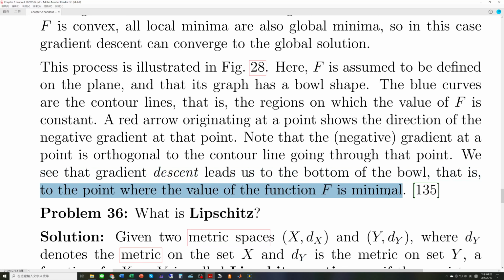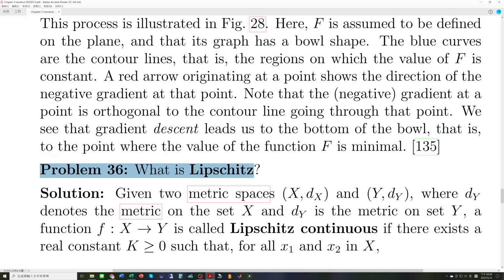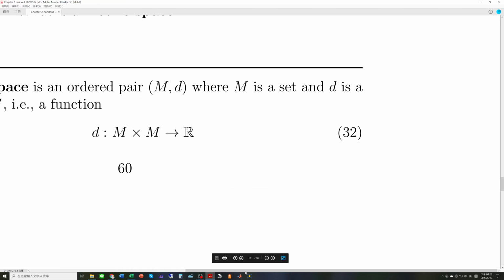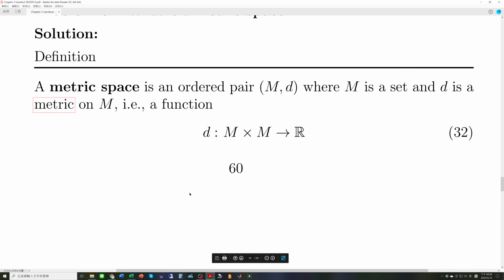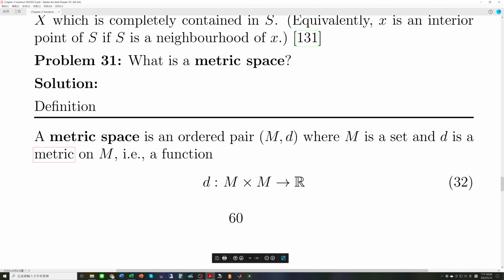Then let us see problem 36. What is Lipschitz? Solution. Given two matrix spaces. What is a matrix space? You can click on it. I have put a hyperlink, and you can see that we will go to problem 31, what is a matrix space? We have already introduced it. If you forget what a matrix space is, please see the solution below.